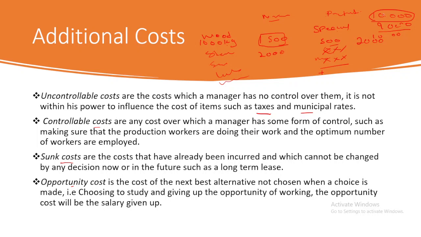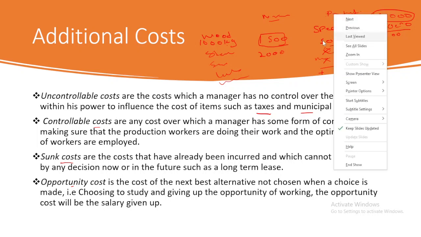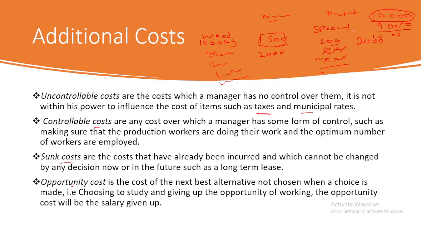So this means that the 10,000 becomes the opportunity cost that will be considered in terms of the decision making for the special order. This means that we are going to decline this new order because the opportunity cost is higher than the special order revenue. So here it says that opportunity cost is the cost of the next best alternative not chosen when a choice is made, for example choosing to study and giving up the opportunity of working. So the opportunity cost will be the salary given up.